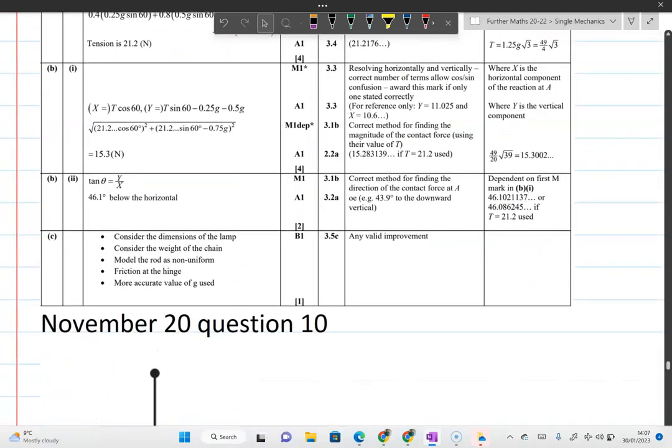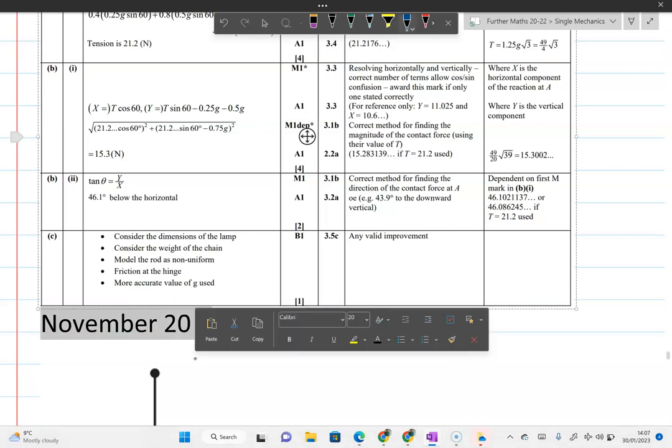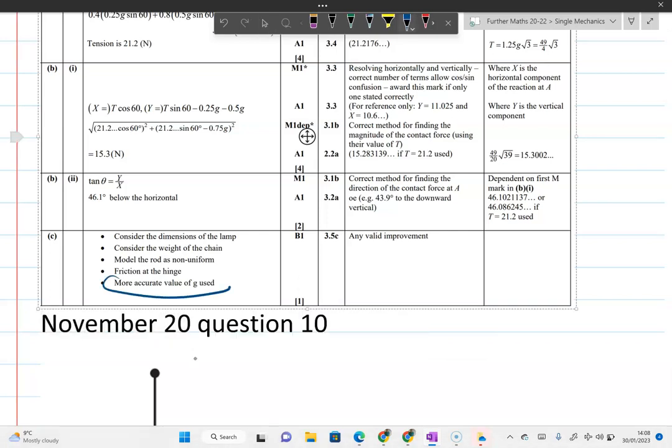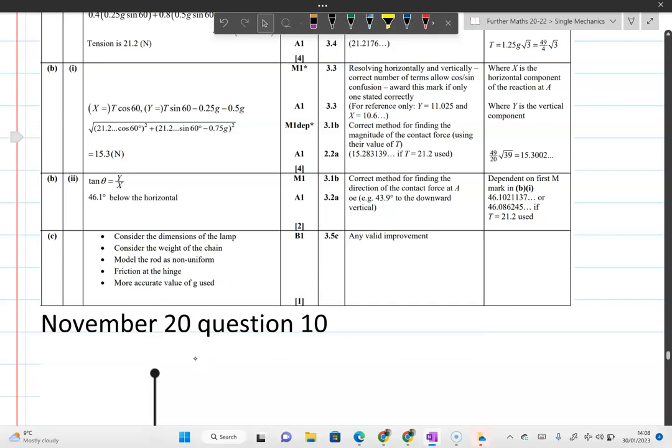Here it says any valid improvement. Consider the dimensions of the lamp, so consider the lamp is not a particle. Consider the weight of the chain. Model of rod is non-uniform. Friction at the hinge. And they actually accepted a more accurate value of g, but I would avoid that normally because it's not always accepted. They must have had to think about the particular situation where they allowed that, but I've seen it not allowed in other examples, so I'd avoid that.